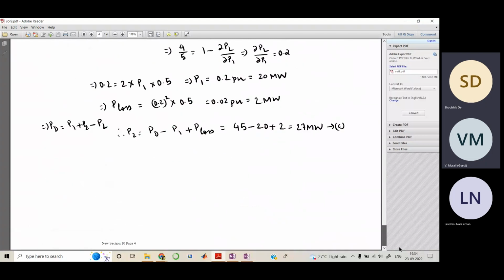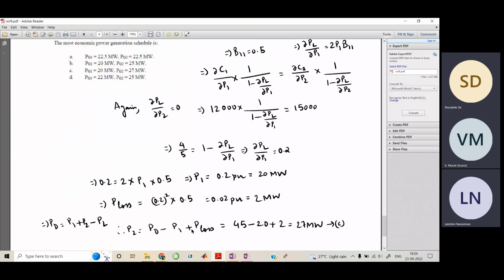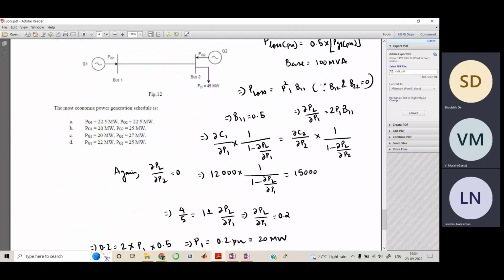So this was all about assignment number 9. And one more general doubt. Can you go to the SLD of the last drawing, the last question, the representation?